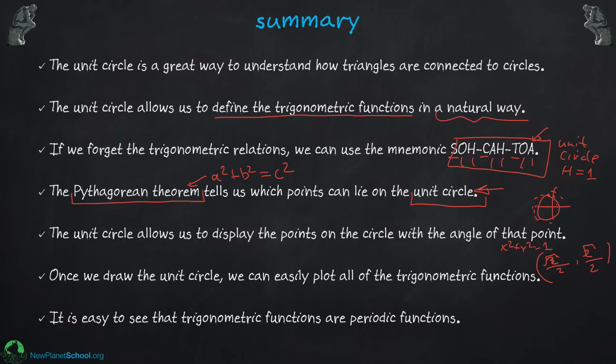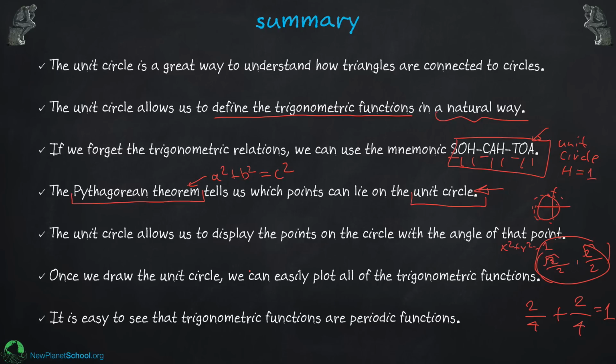Let's square that. The square of this is 2 divided by the square of this, which is 4, plus this squared, which is 2 divided by 4. And of course, this is a half, and that adds up to 1. So this is a legitimate point on that circle. So that was an interesting way to generate those points.